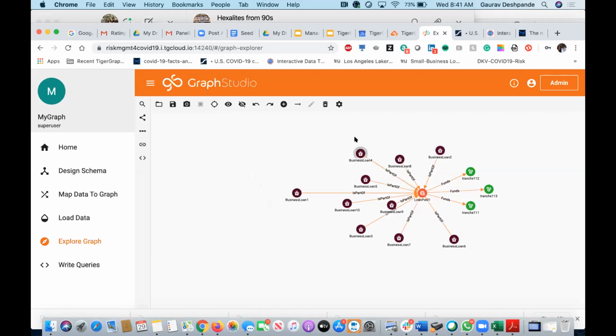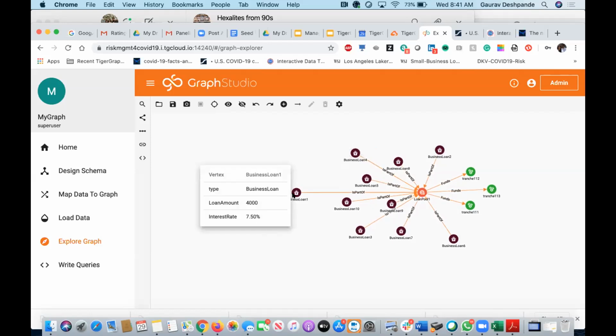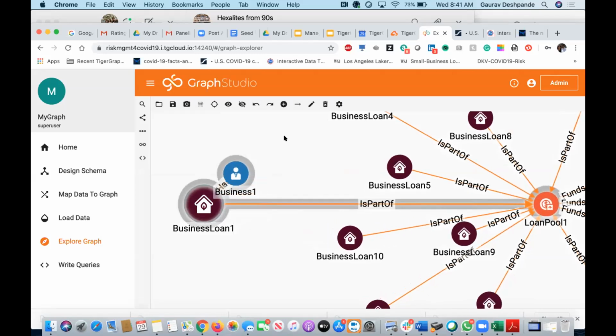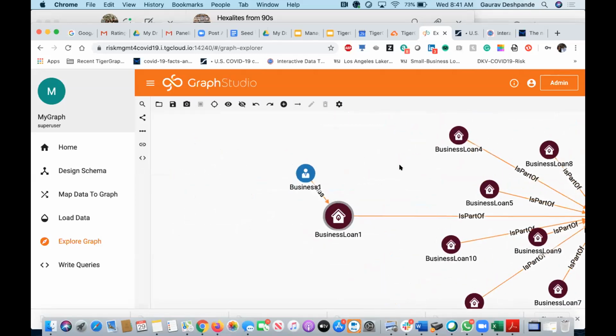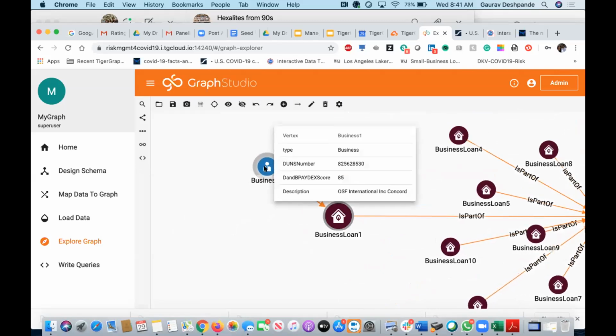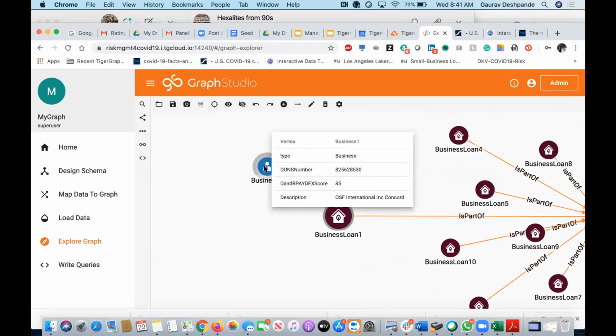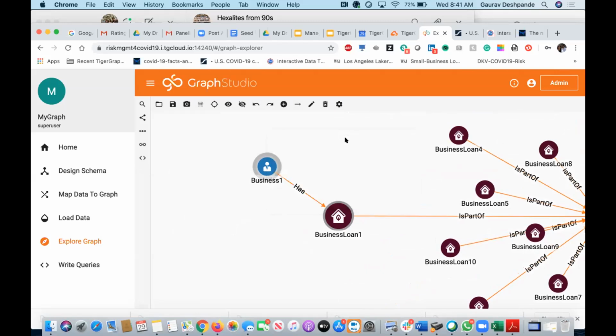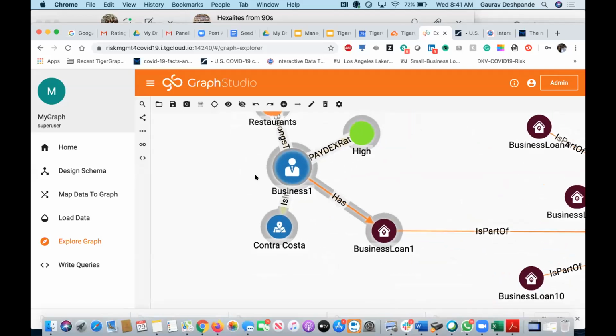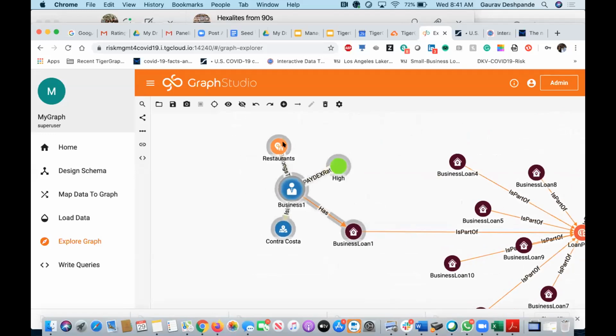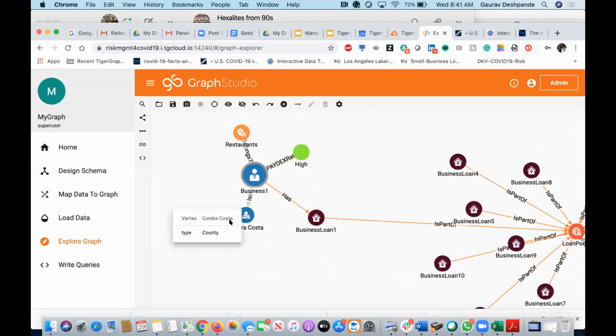Now let's look at a couple of these to understand the quality of the debt associated with this. I'm going to take business loan 1, for example, and double click on it to understand what business that is. As I drill down more, I see that it's OSF International. That's short for the Old Spaghetti Factory International in Concord, California. As I drill down on Concord, California, I realize that this particular business is in the restaurant industry. It's located in Contra Costa County, and this particular business has a high Paydex rating.